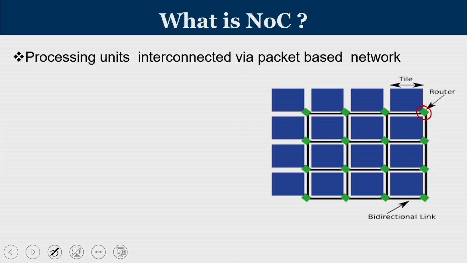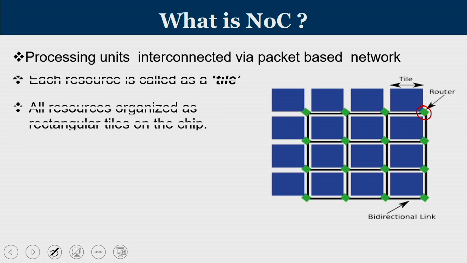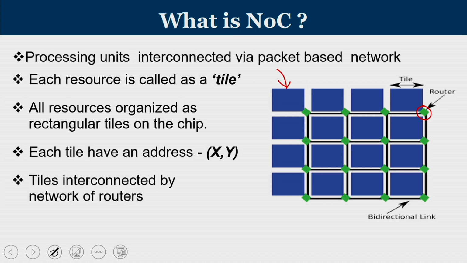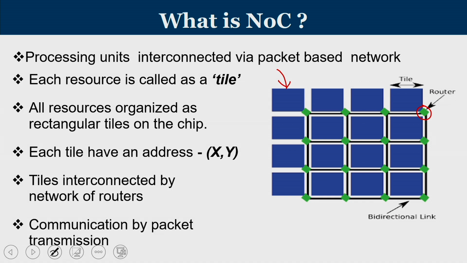These processing units are interconnected via a packet based network. Each of these resources is called a tile, and resources are organized as rectangular tiles on the chip, and each of these tiles has addresses X and Y. Tiles are interconnected by a network of routers. And communication is basically in the form of packets.